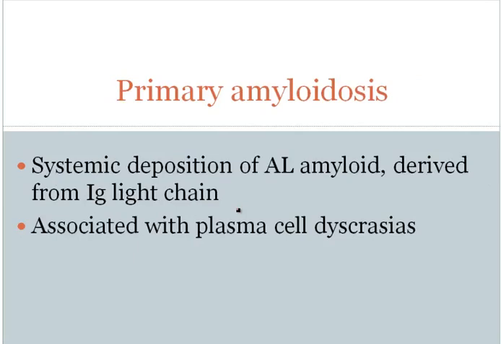So what is primary amyloidosis? Primary amyloidosis is when there is systemic deposition of amyloid, and that systemic deposition of amyloid is a particular protein called AL amyloid. AL amyloid is derived from immunoglobulin light chain. So basically, immunoglobulin light chain begins to deposit in various tissues throughout the body. That's primary amyloidosis. All right, let's take a step back.